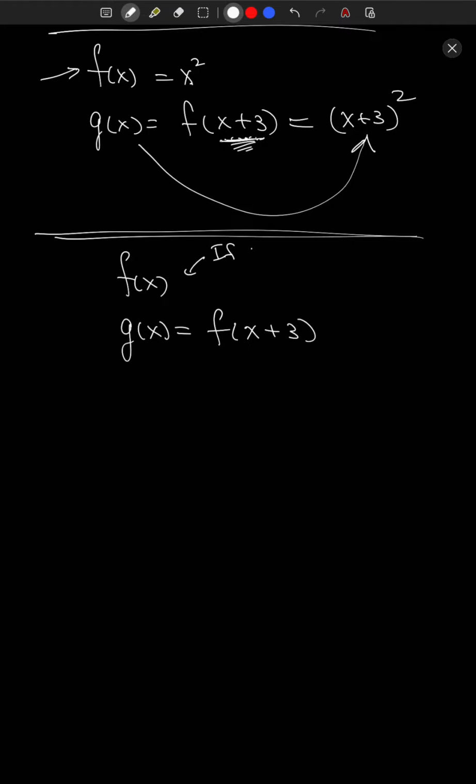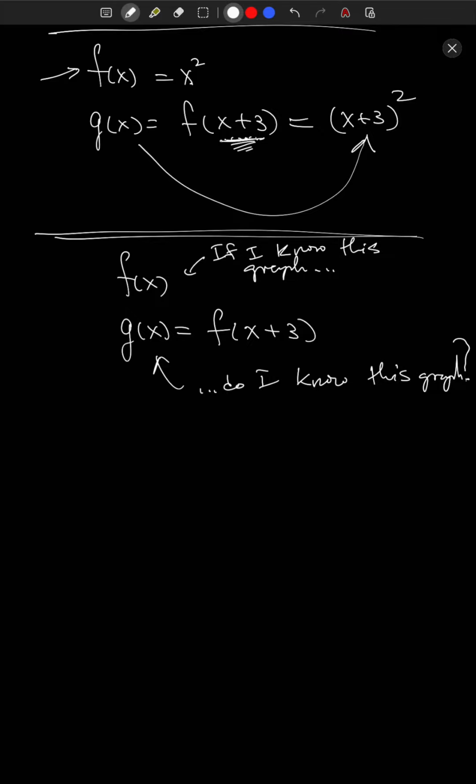So if I know this graph, do I know this graph? It makes sense as a question, because if you know f of x, you have a lot of information about f of x, and g of x is only a small deviation from f. So it makes sense that perhaps the graph of f can tell us what the graph of g looks like. So let's explore this.